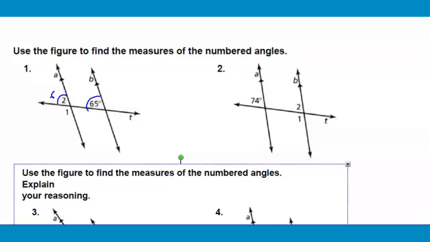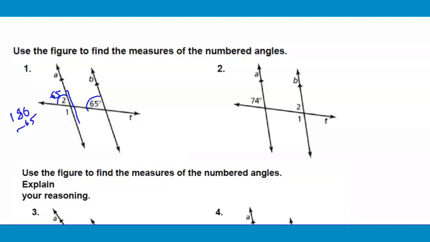So guess what? Angle 2 is 65 degrees. And I know that the relationship between 1 and 2 are supplemental because they make up that straight line. We're going to see a lot of supplemental angles, I think. So I could take 180, subtract 65 from that, and I get 115 degrees. No, not 15 degrees.